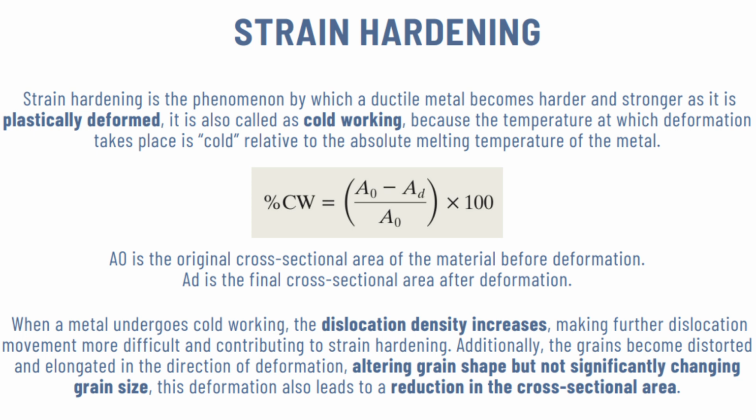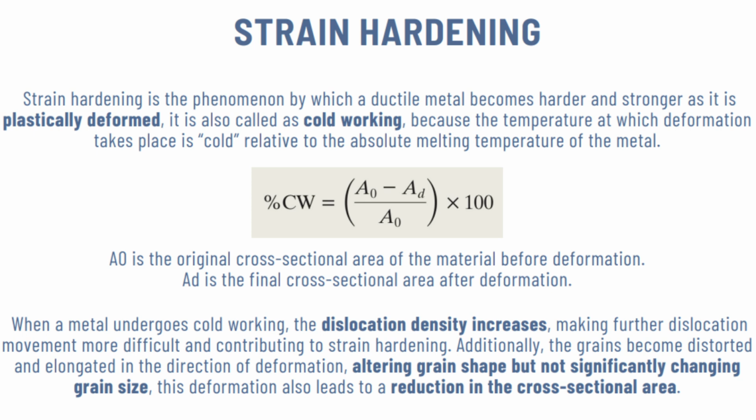So when a metal undergoes cold working, the process significantly increases the dislocation density within the material's crystal structure. This higher dislocation density creates an additional obstacle for dislocations to move, therefore leading to strain hardening. As the material is deformed, dislocations become entangled and interact with one another, further impeding their movement and increasing the overall yield strength of the material.